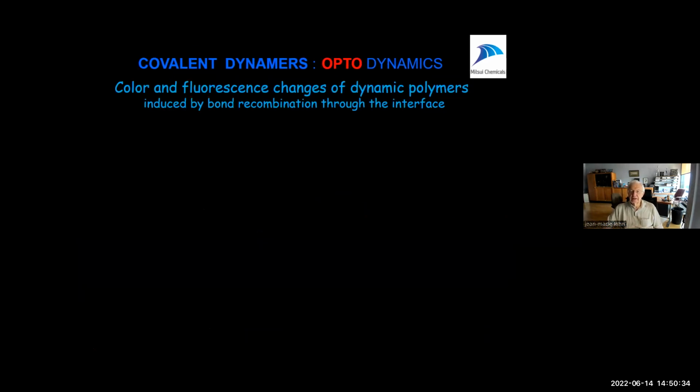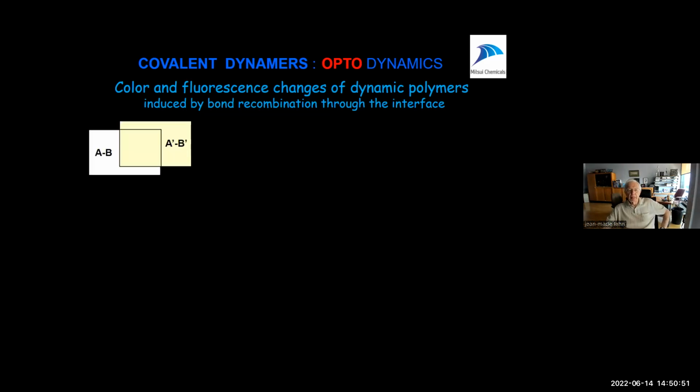Now let's look at some optical properties. Optical properties are, of course, quite interesting because you will see something. We hope to see something. And of course, that is quite convincing when you see it. So let's do the following. We have again two films, AB and A prime B prime. We superimpose them by a corner here. And now we let it exchange.